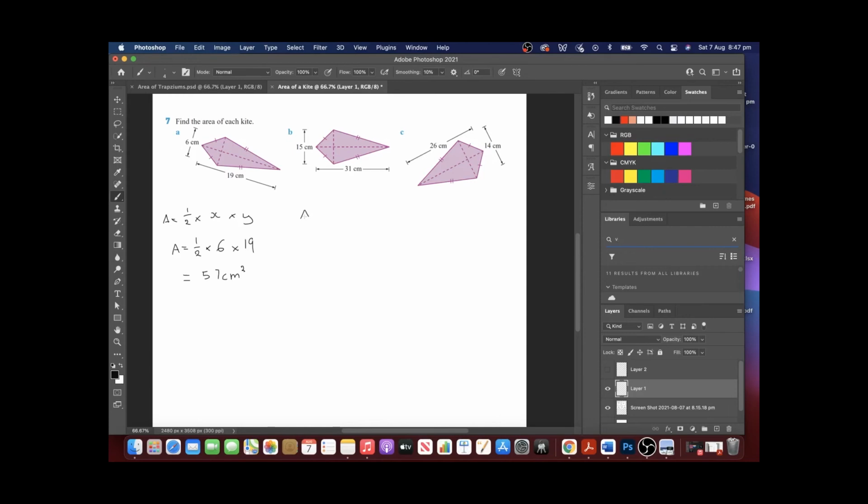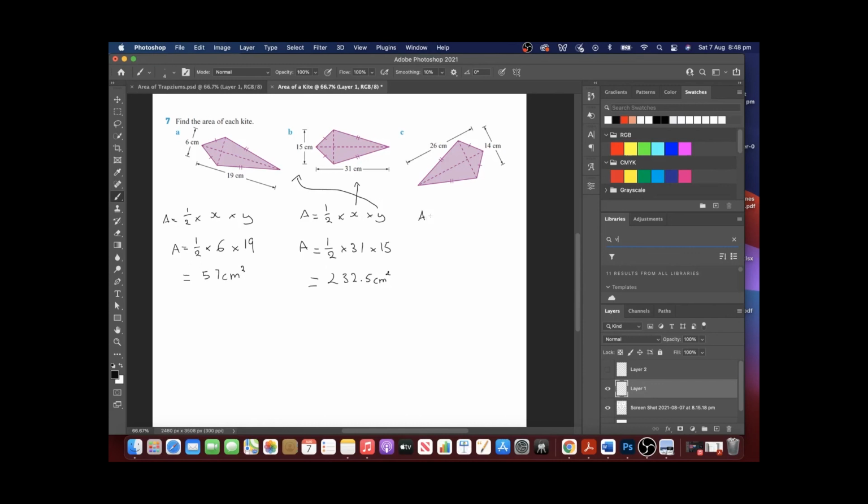B, remember our formula is A equals 1 over 2 times x times y, and either one of these can be x or y, so let's make this one x and this one y. So A is equal to 1 over 2 times 31 times 15, which is equal to 232.5 centimeters squared.